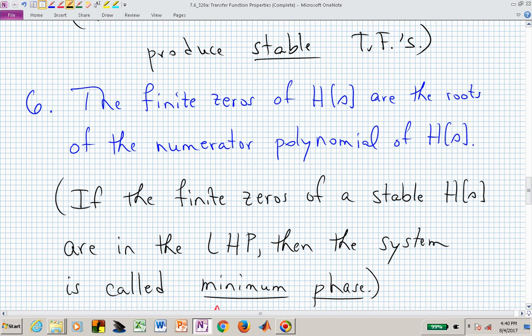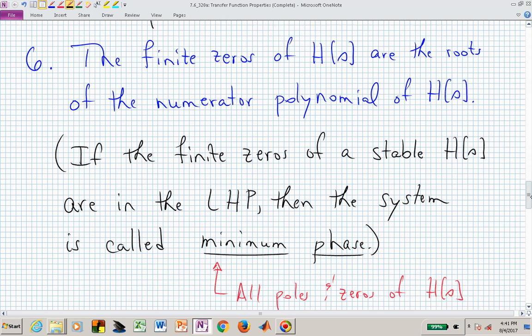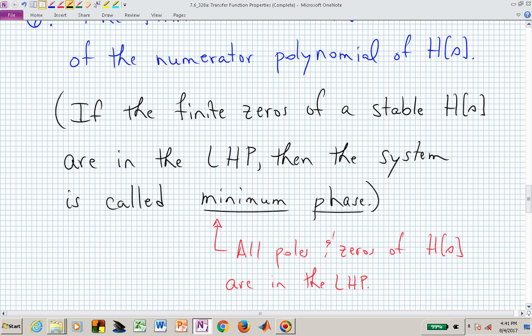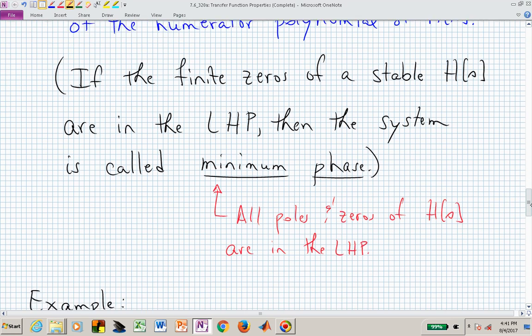We can also classify systems as minimum phase and non-minimum phase if we have a stable system. Stable means all of the poles are in the left half plane. If we not only have all of the poles in the left half plane, but all of the finite zeros, all of the values of s that cause the numerator to vanish, are also in the left half plane, then we refer to that system as being minimum phase. So a minimum phase system has all of its poles and all of its zeros in the left half plane.